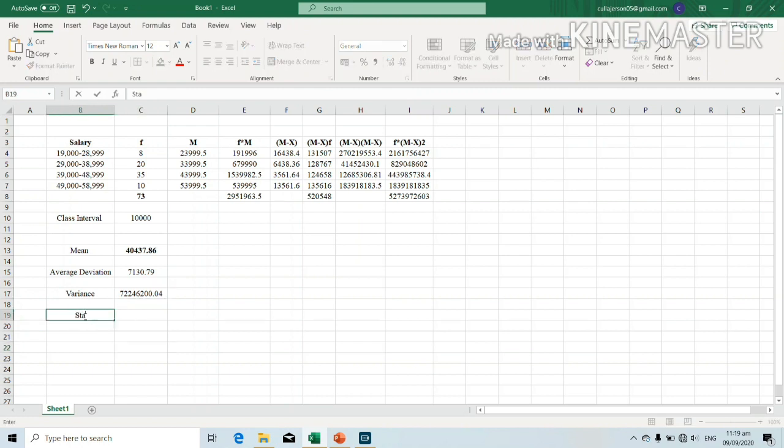Then, for standard deviation, kunin lang natin yung square root ng variance. Yan yung ating standard deviation. Pwede naman natin siyang i-manual solve, ganun din yung lalabas. Yan. Ito yung ating answer.